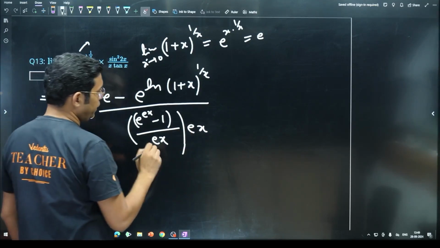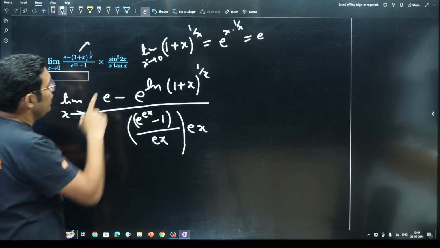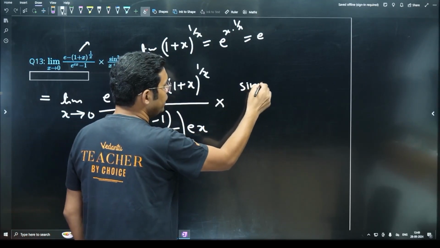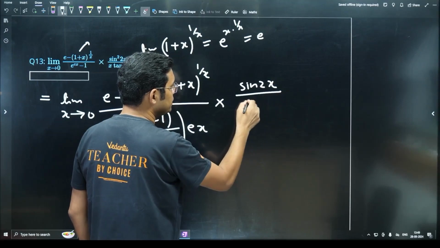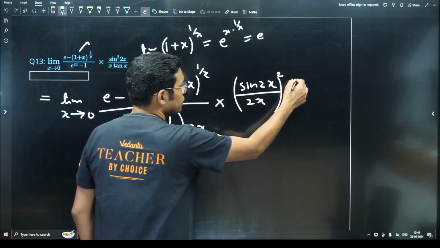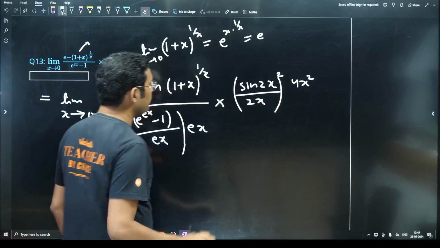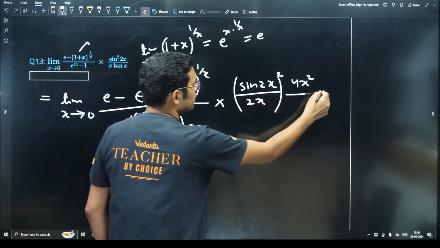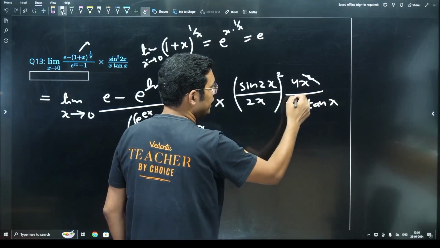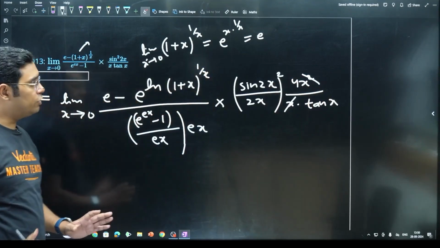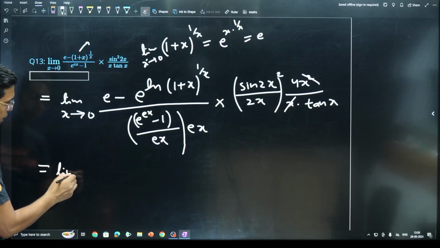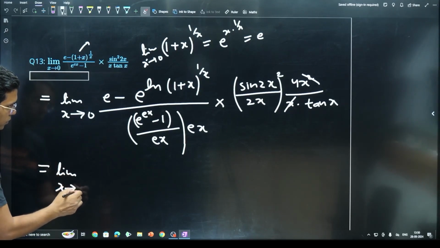This limit will become 1, and I'll do the same thing for the other parts also, like sine square 2x, that means sine 2x whole square. I will multiply and divide by 2x here, so it will become 4x square, and upon it is x into 10x. So 1x will get cancelled and x upon 10x is also 1. So what we are left with after this calculation here is limit x approaches 0.